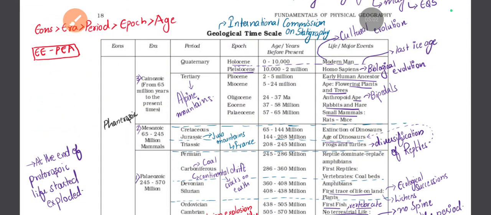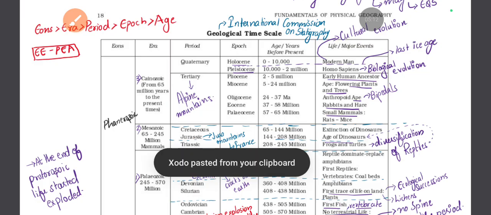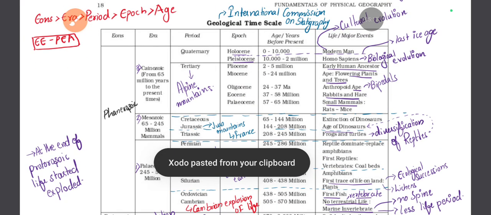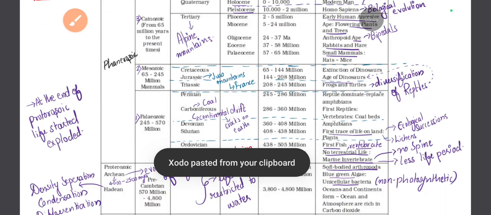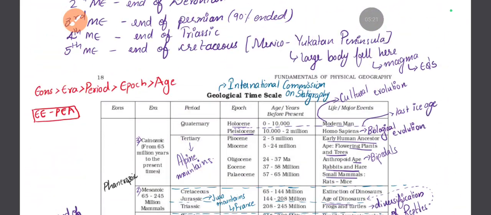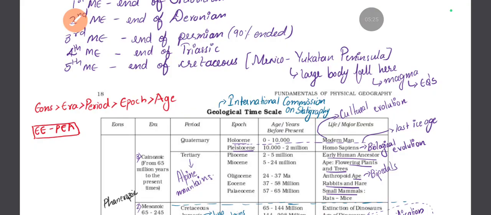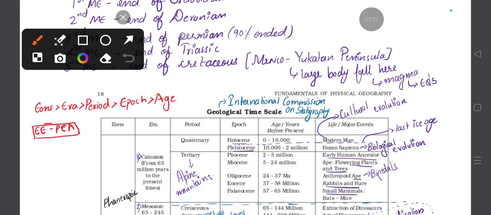This is the image that I've directly taken from the NCERT book of class 11, Fundamentals of Physical Geography. This is the important standard book that a lot of toppers follow for UPSC. The same book contains this particular image. I have copied that image from that book in order to make you understand. So let's see. The geological time scale was divided into different parts.